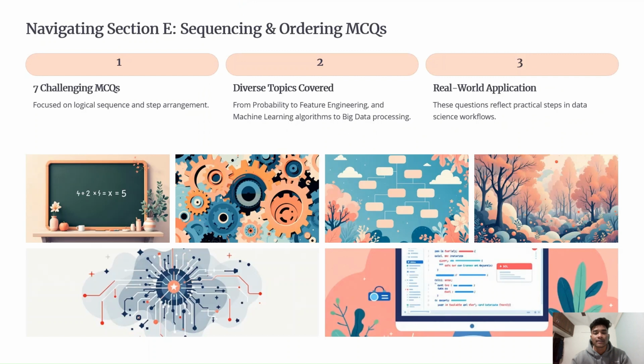This section contains 7 MCQs and each one asks us to arrange steps in a correct order. The topics range from probability and feature engineering to logistic regression, decision trees, random forest, Spark processing, and SQL workflows. So let's go through each question in a simple, smooth and easy to remember way. So let's come to our first question.